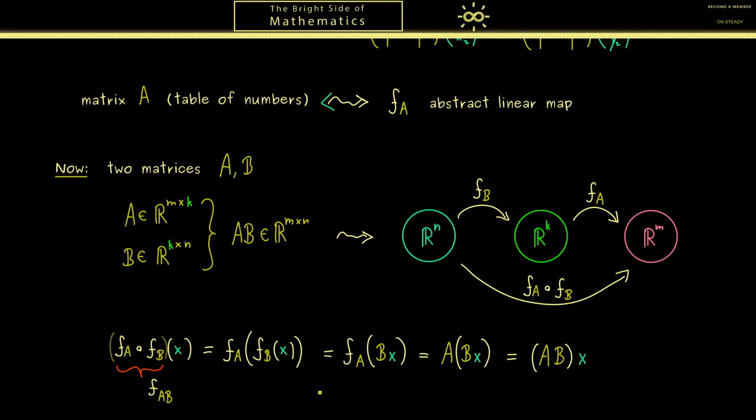Or to put it in other words, this composition is simply given by the linear map corresponding to the matrix AB. Hence, we see that our definition of the matrix product was not arbitrary at all. Indeed, we had to choose it exactly in this way, such that it can represent the composition of linear maps. Or you could also say it like this, an abstract composition of linear maps can now be calculated with two tables of numbers, simply because we have the correct multiplication rule.